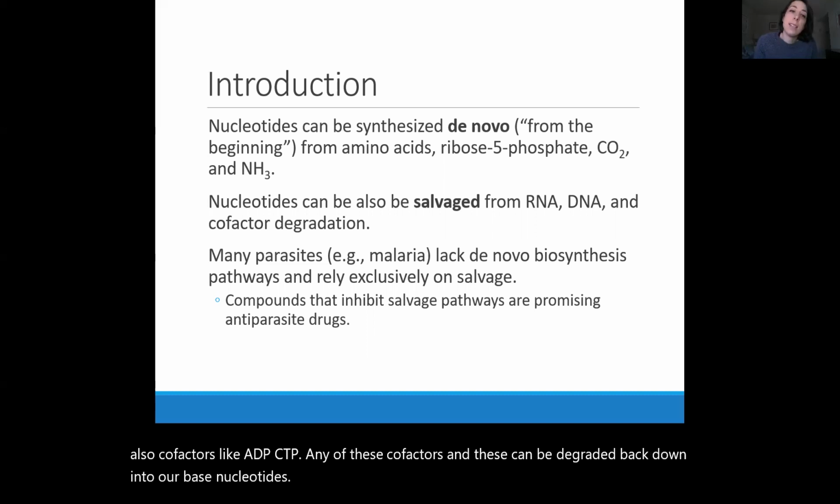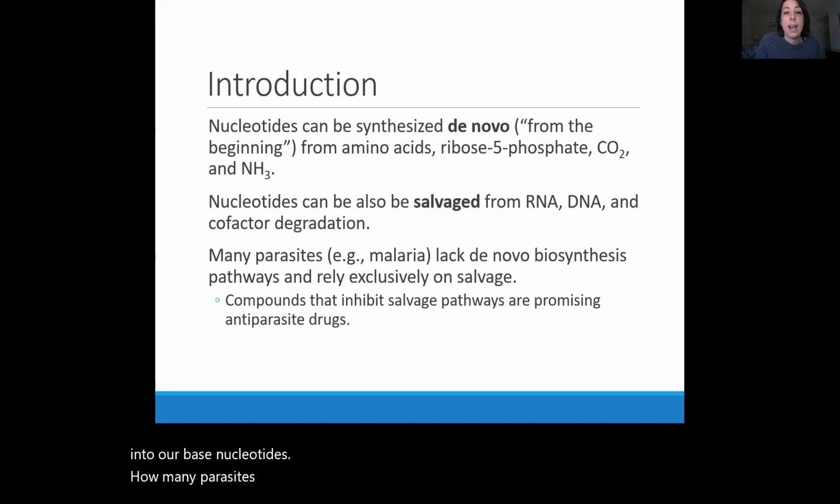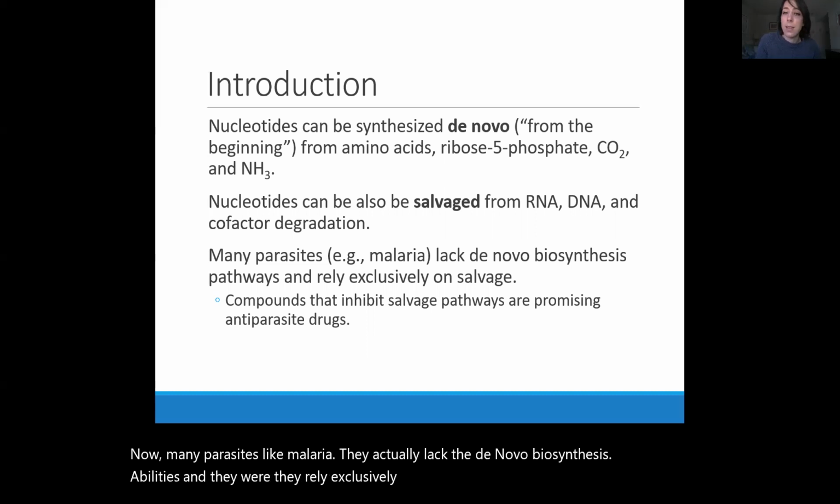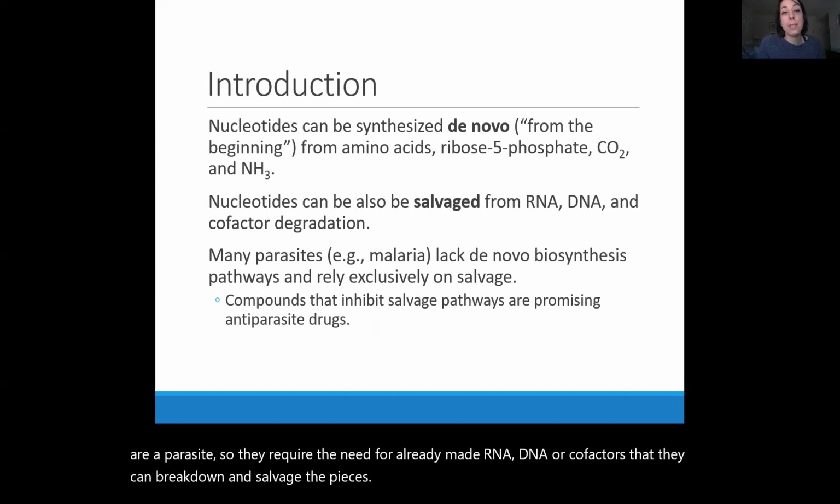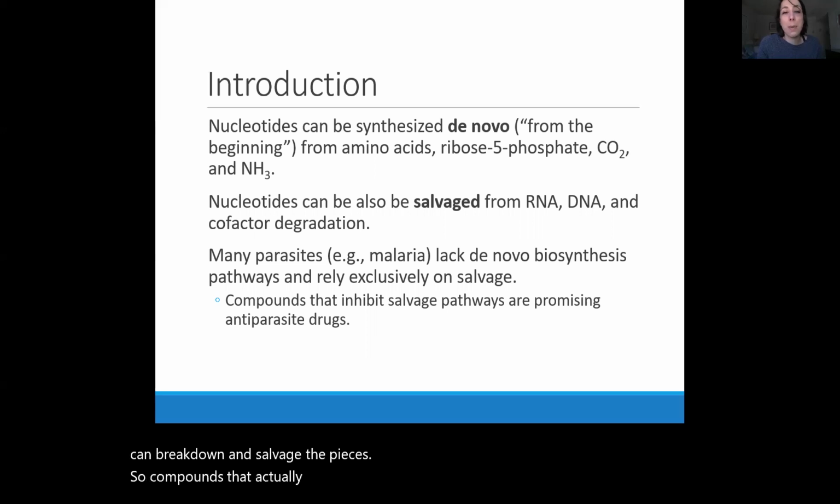And these can be degraded back down into our base nucleotides. Now, many parasites like malaria, they actually lack the de novo biosynthesis abilities, and they rely exclusively on salvage, making them one of the reasons they are a parasite. So they require the need for already made RNA, DNA, or cofactors that they can break down and salvage the pieces. So compounds that actually inhibit salvage pathways are usually promising antiparasitic drugs.